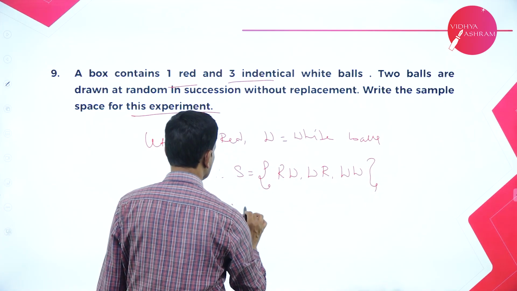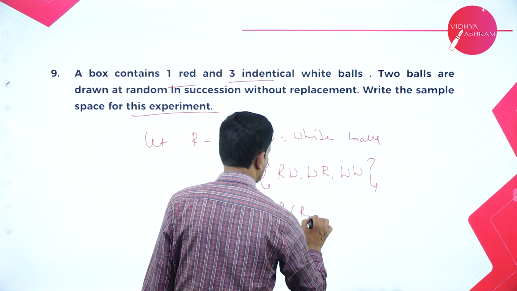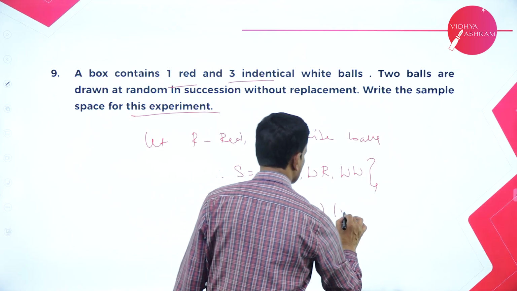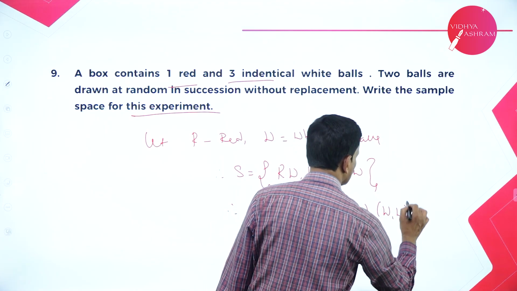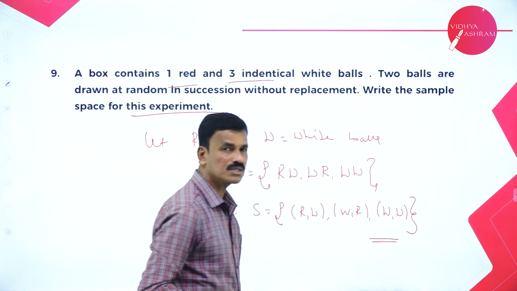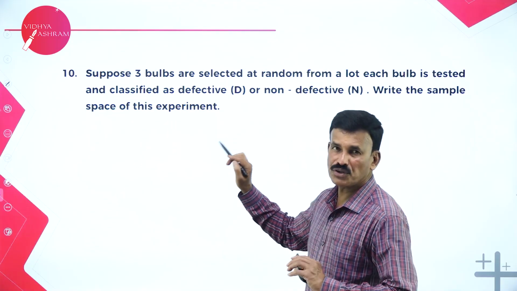So this can also be written as S is equal to RW, WR and WW. This is the sample space. So it contains 3 events. n(S) is equal to 3. That's it. Now move on to the next problem.